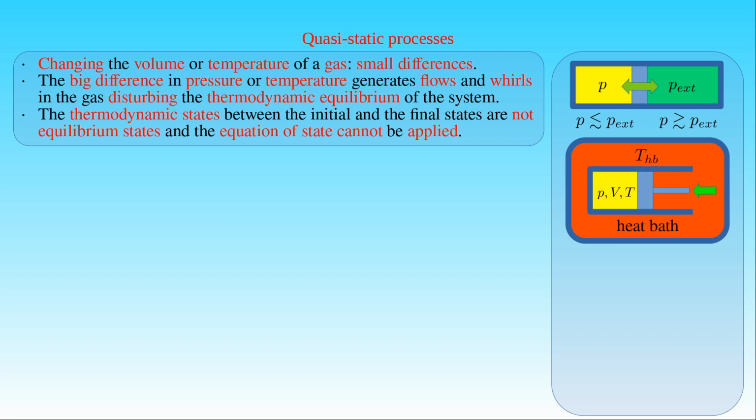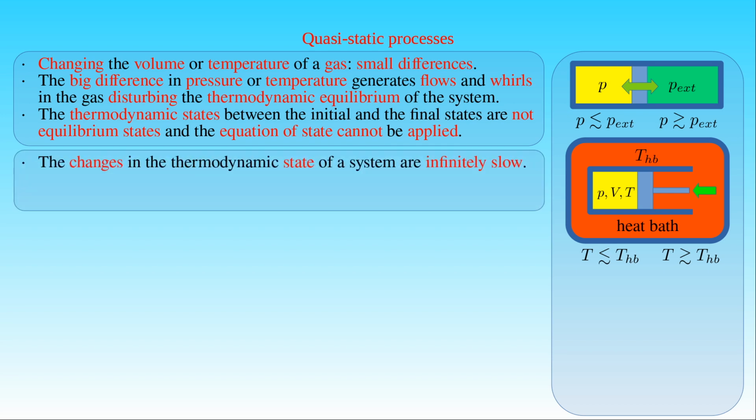If the difference between the temperature T_HB of the heat bath and the temperature T of the substance in the system is infinitesimal, whether we warm or cool the system, then the thermal gradient between the system and its surroundings is small enough not to produce any convective flow in the gas disturbing its equilibrium. If these conditions hold, then the changes in the thermodynamic state of a system are infinitely slow, and all the states which the system passes through are equilibrium states. In other words, the system maintains equilibrium during the infinitely slow thermodynamic process.